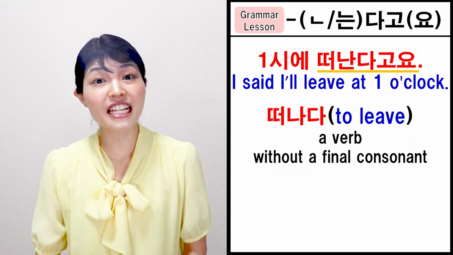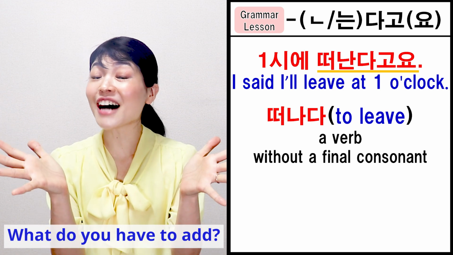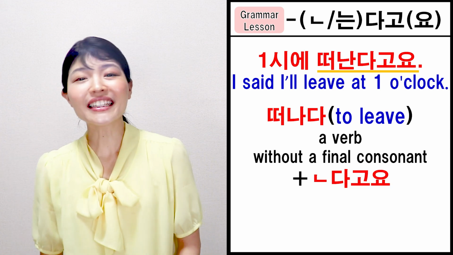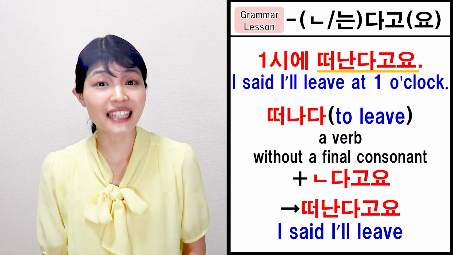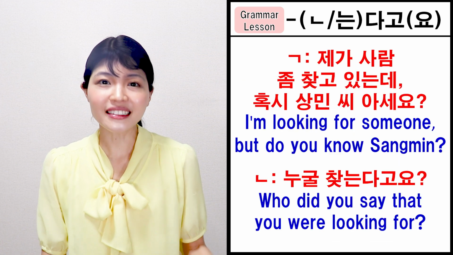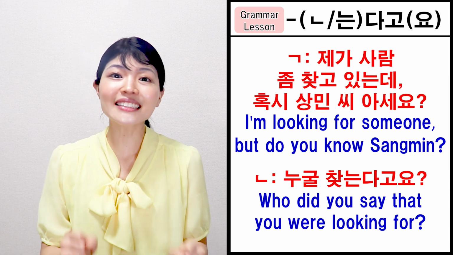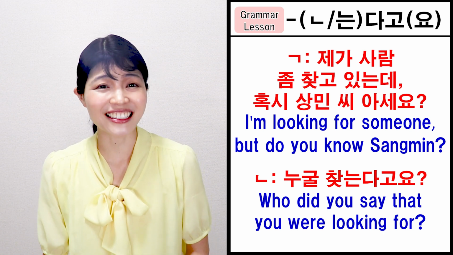Here, 떠나다, to leave, is a verb without a final consonant. So what do you have to add? 니은다고요. Yes, you attach 니은다고요 to make 떠난다고요. I said I leave. For the next sentence, you can see how to use this grammar to ask back or confirm what the other person has said.